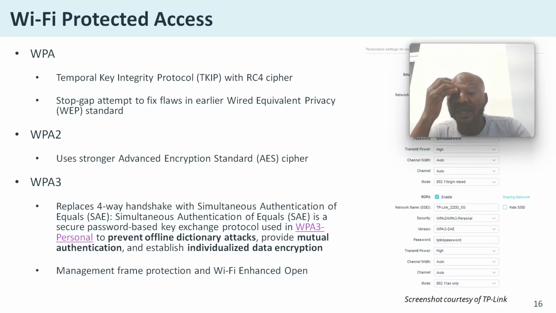So in wireless communication, there are protocols when it comes to security. For instance, we have WPA, Wi-Fi Protected Access. That's the first form of wireless security protocol that we have. Those are the first sort of security policy we have in terms of securing a wireless network, and they use the Temporal Key Integrity Protocol with the RC4 cipher.